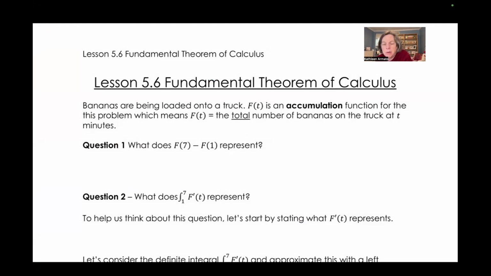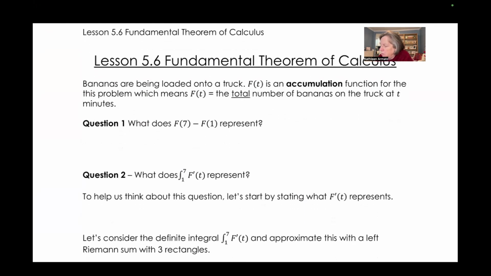Let's consider this problem. We've got bananas being loaded onto a truck. We have a function which tells us how many bananas are on the truck at time t. This is called an accumulation function because it's telling me the accumulation of bananas on the truck. So what would f of 7 minus f of 1 represent?